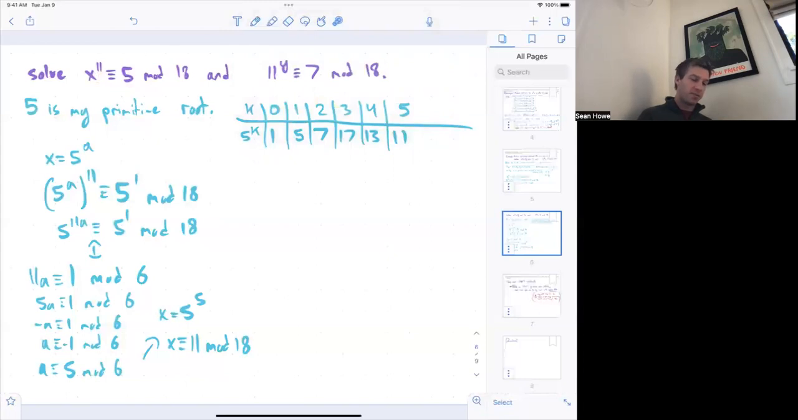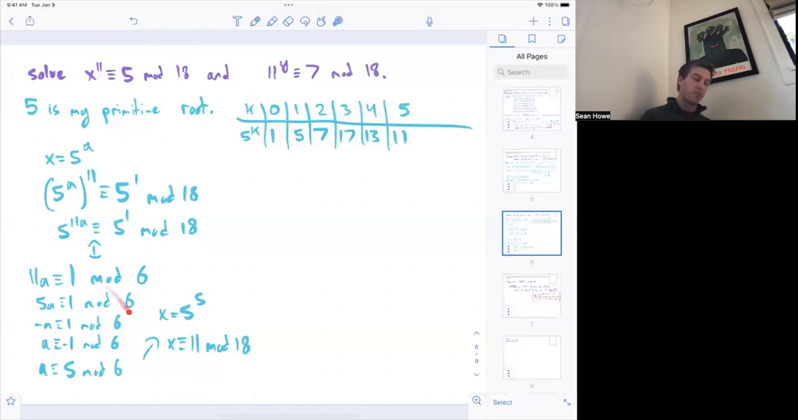You write x is equal to 5 to the a, then you rewrite this as 5 to the 11a is equal to 5 to the 1 mod 18. That's 11a is equivalent to 1 mod 6, because the exponents have to be equal mod phi of n. So phi of 18 is 6. That's the same as 5a is equivalent to 1 mod 6, or minus a is equivalent to 1 mod 6. So a is minus 1 mod 6, so a is 5 mod 6.